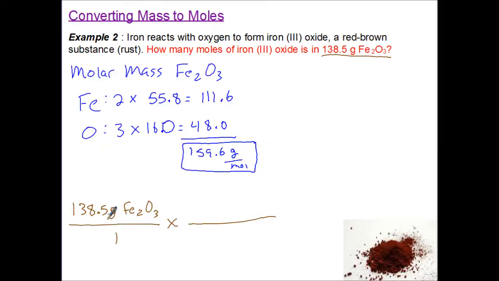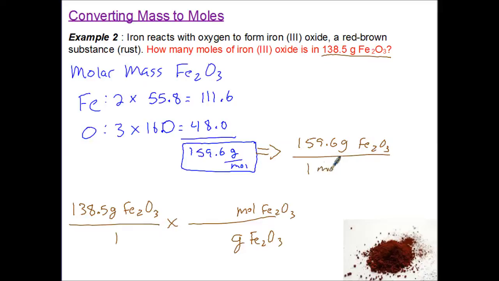Let's figure out what type of math we have to do here. Now, I have grams in the numerator, so I have to get rid of it because I don't want grams, I want moles. So grams of Fe2O3 has to go down here, and I want the number of moles of iron 3 oxide. So remember what this means right here. That means it's 159.6 grams of Fe2O3 divided by 1 mole of Fe2O3. That's what the molar mass means, and this is what allows us to get that conversion factor.